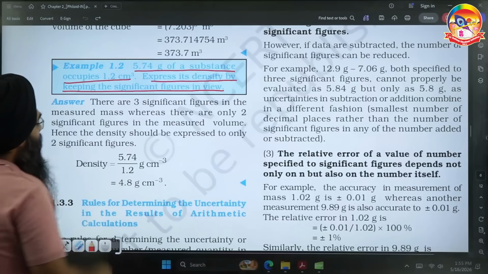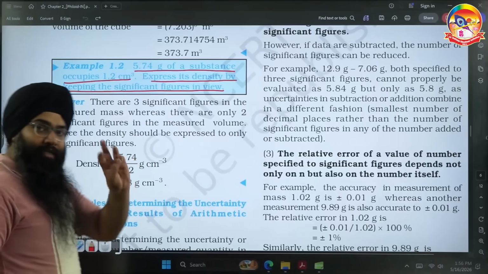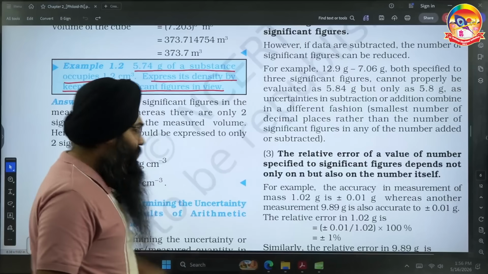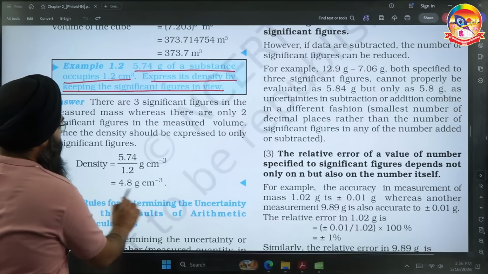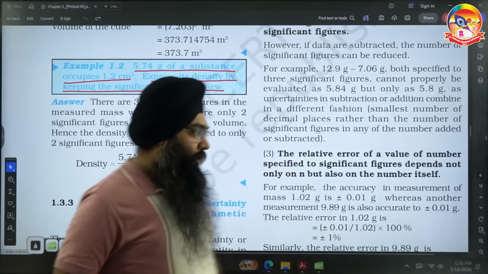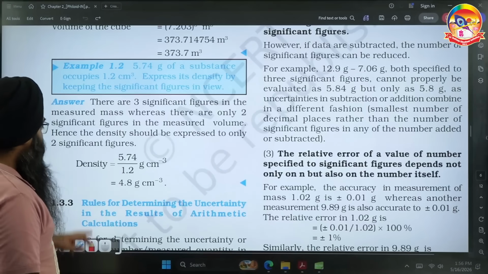You will divide them. But please remember, these are 3 significant digits, and these are 2 significant digits. So your final answer should contain only 2 significant digits. The final answer will come out to be 4.8 gram per centimeter cube. I hope these rules are clear to you regarding the arithmetic operations and the rules to count the significant figures.